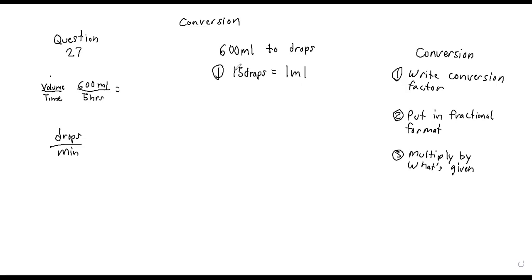Right. So now we have a conversion factor. The second step is we're going to put this in fractional format based on what we want to end up with. So what do we want to end up with? The question says we want drops, right? So we're going to put the drops on top. So it's going to be 15 drops. Whatever we want to end up with goes on top, over the milliliters. So that's our conversion factor in fractional form.